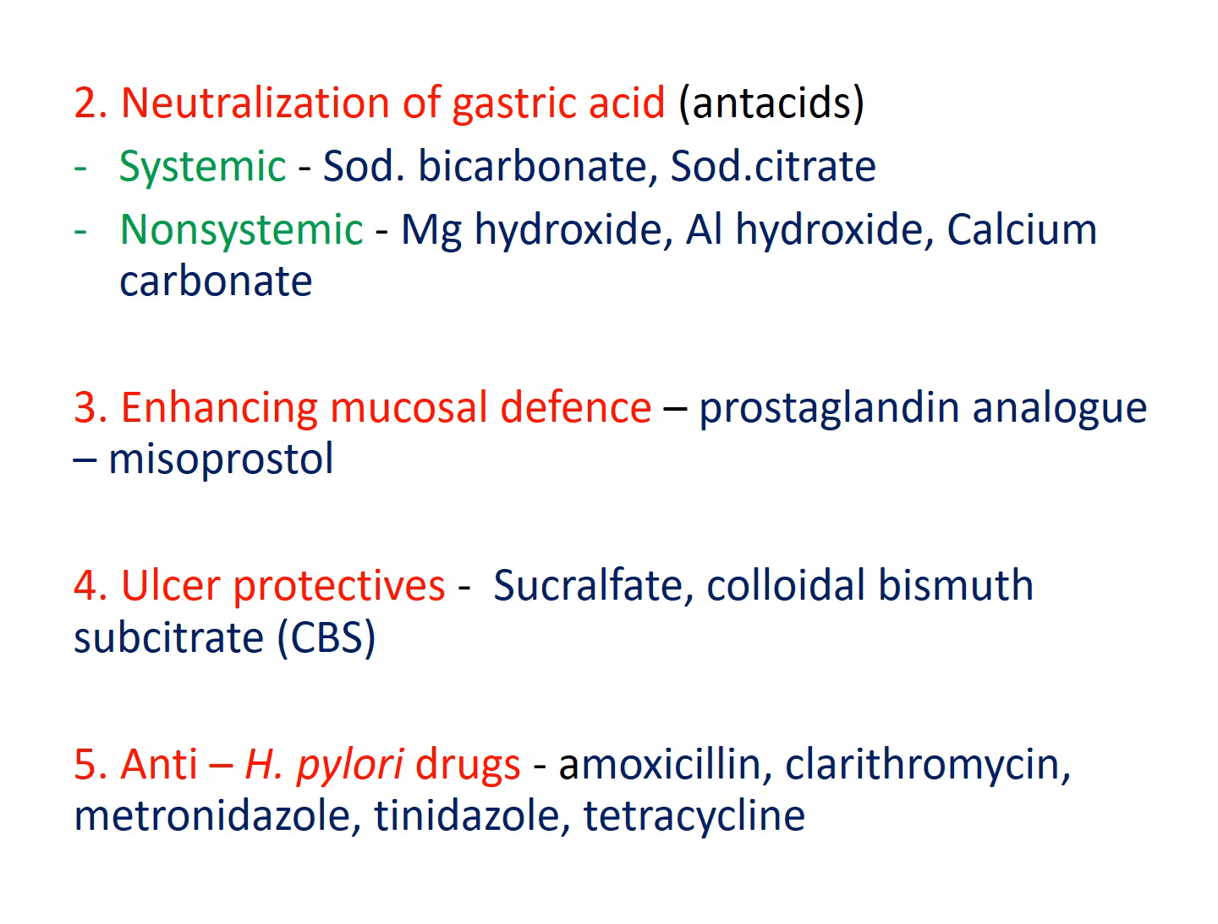And the last 2 groups: one is ulcer protective, which forms a protective covering on the ulcers already formed in our stomach: sucralfate, colloidal bismuth subcitrate. And the last group is anti-H. pylori drugs. Helicobacter pylori has a high relation with the development of the disease, so we have to treat H. pylori. The drugs used are amoxicillin, clarithromycin, metronidazole, tinidazole, and tetracycline. These are the antibiotics used to treat H. pylori disease.